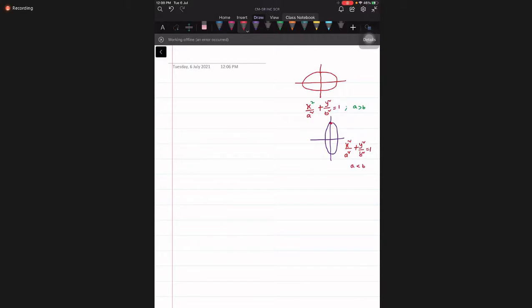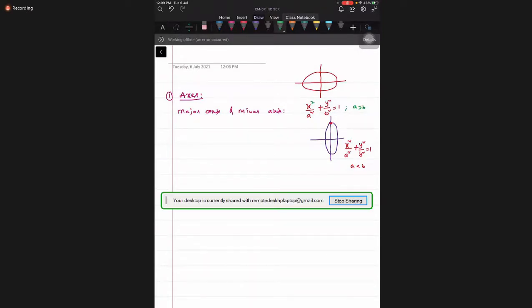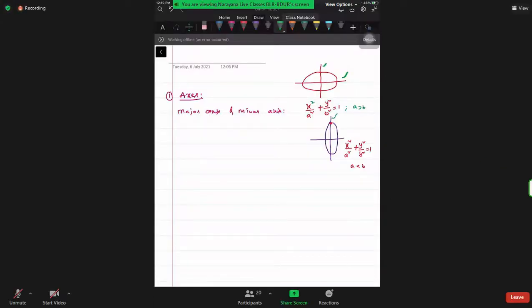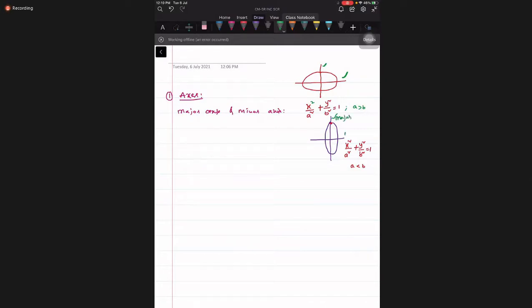So here A is less than B. Students, what are all the axes? Major axis and minor axis. Are you clear about the axis? What do you mean by axis? Some students in the class know what the axes are over here. This is the major axis, and that is the minor axis. Correct or not?